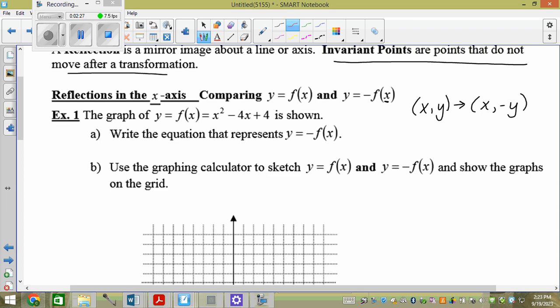Mapping is easy to decide because if it's with the x in your transformation equation, it affects the x's in mapping. If it's on the outside, it affects the y's. So if it's like here and here, it affects the y's. If it's in here, it affects the x's.